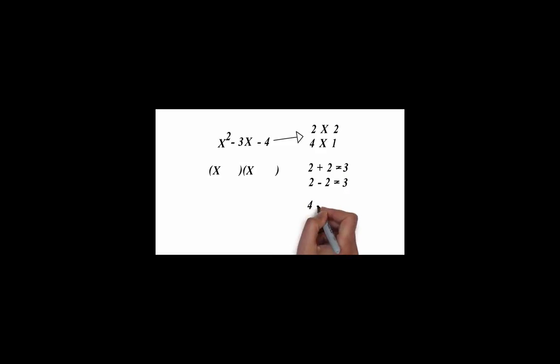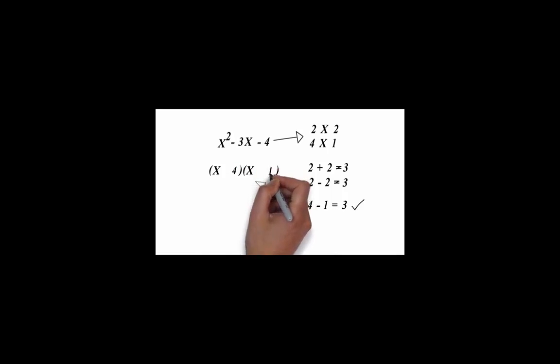Now, since we have two different sets of factors, you can either just guess and check to see which set works, or since we know our middle value here is 3x, you can look to see which set of factors, when added or subtracted together, could give us a value of 3. Here we see that 2 plus 2 nor 2 minus 2 gives us a value of 3. However, 4 minus 1 gives us 3. This way we know that 4 and 1 will be the values in our parentheses.